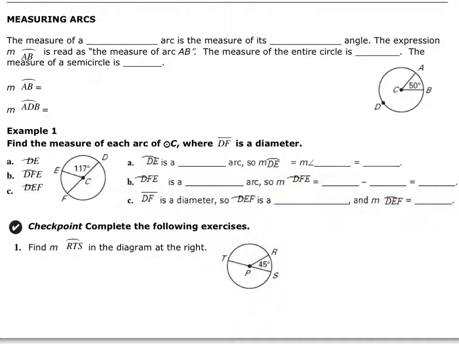So again, the measure of a minor arc is the measure of its central angle. The expression m arc AB is read as the measure of arc AB. The measure of the entire circle is 360 degrees. So the measure of a semicircle is 180 degrees, like we just talked about.